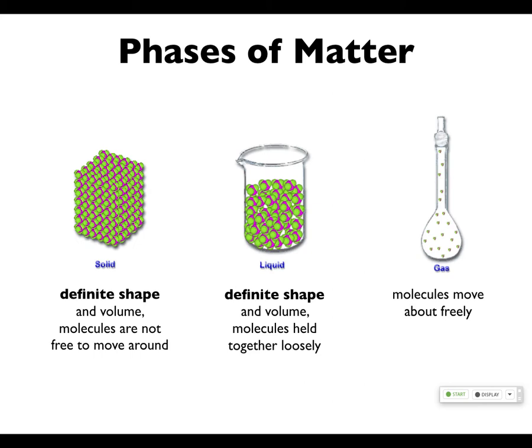Liquids have a definite shape, but it's the shape of whatever container they're in for the most part. They have a definite volume because they don't really expand and contract easily. The molecules are held together, but they're more loosely bound, so they have lighter bonds between them than a solid. A gas, molecules move about freely. Now in physics, both of these things are considered a fluid, but there's a pretty big distinction between how a gas behaves in thermodynamics and how a liquid behaves.